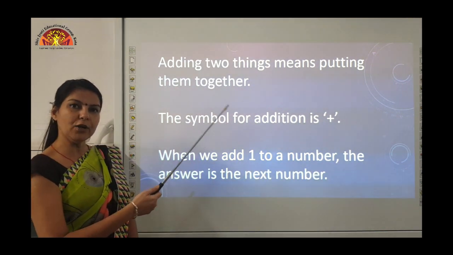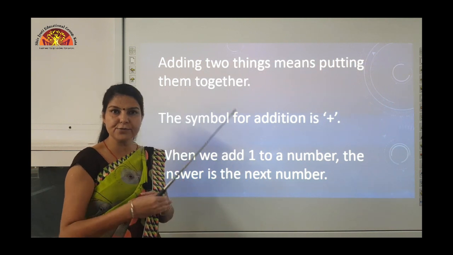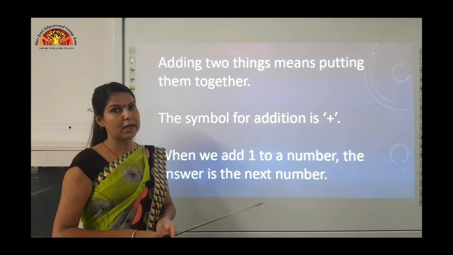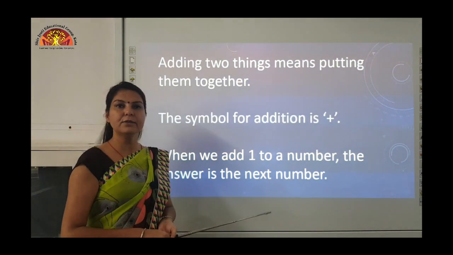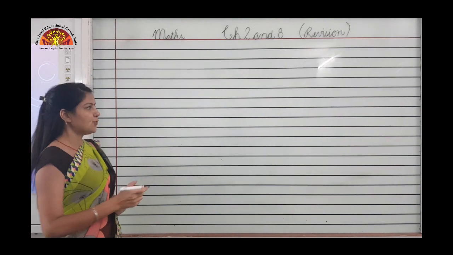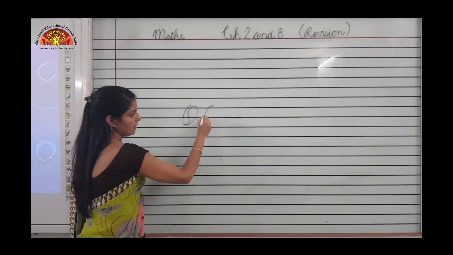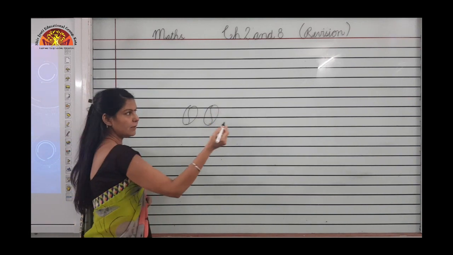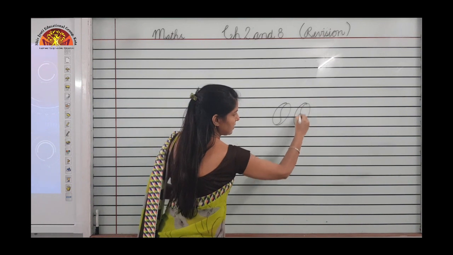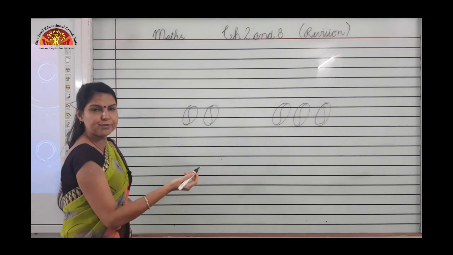Children, you know the meaning of this line. The meaning of this line is that when we keep two things together, or more than two things, this is called addition. So I'll explain this line on the board. Suppose you are having two balls and your brother is having three balls. These are three balls.